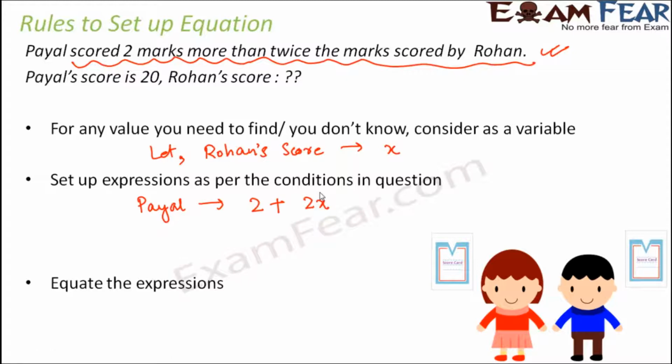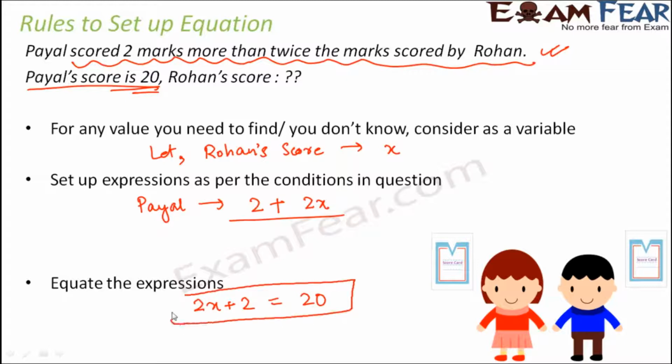And the final step is equate the expressions. Equate with what? Equate with whatever value is given in the question. For example, here Payal's score is already given as 20. So what will we equate? We will equate 2x plus 2 is equal to 20, because this is Payal's score as per our assumption, and this is actual Payal's score. So 2x plus 2 is equal to 20. So this is how we set up an equation.